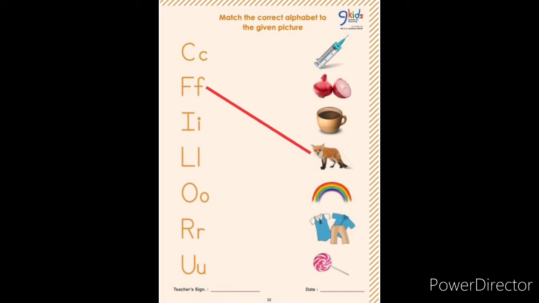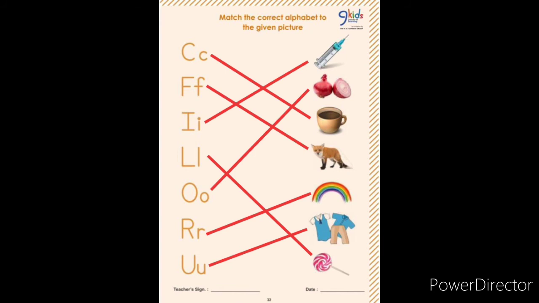Next is alphabet F. F for fox. Next, alphabet I. I for injection. Next is alphabet L. L for lollipop. Next is alphabet O. O for onion. Next is alphabet R. R for rainbow. And the last one is alphabet U. U for uniform. I hope, children, you all have done the same.